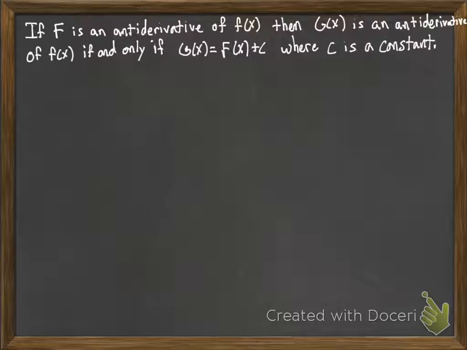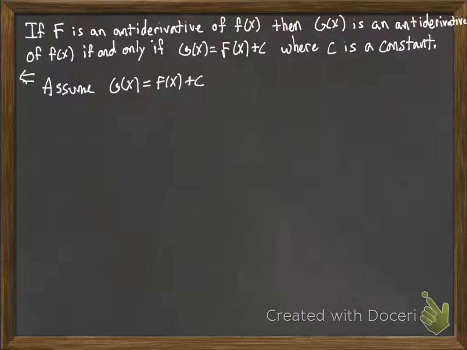To prove this is a two-directional proof, so we have to prove that if G of x is an antiderivative, then it must look like that. It must differ from F by a constant. That's what that's really saying. And then the second way is if G of x does look like that, then we want to show that G is in fact an antiderivative.